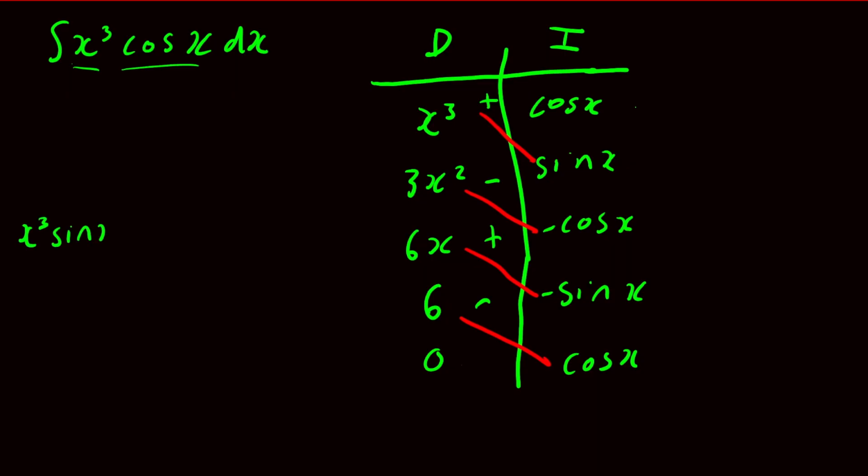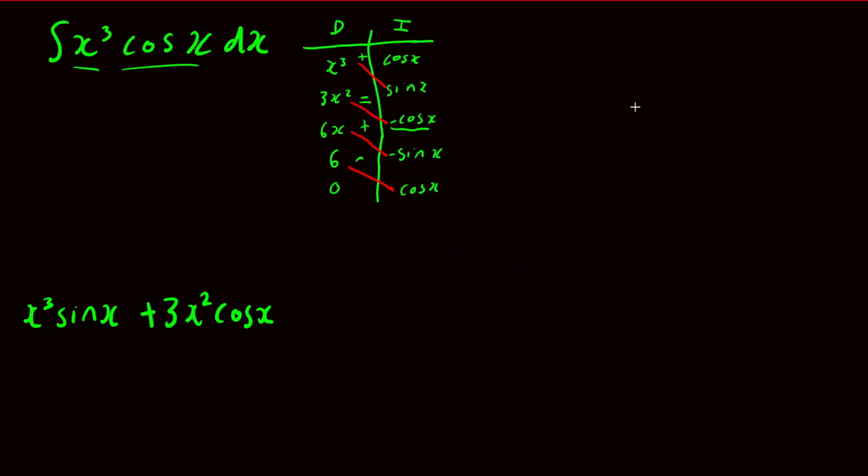sine x, and then minus, but this minus would become a positive because we're multiplying two negatives together. So it'd be plus, actually, 3x squared cosine x. Alright, so I just kind of made it a little bit smaller so we could see better.